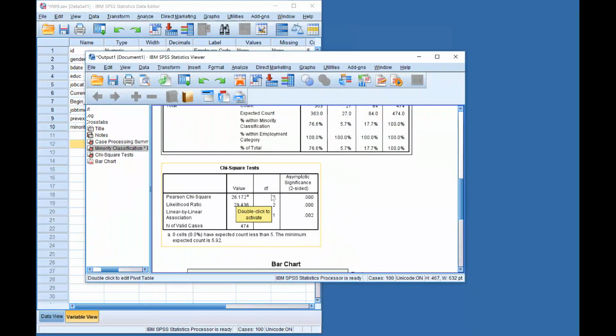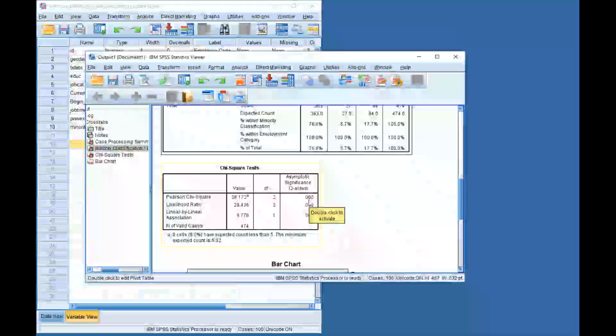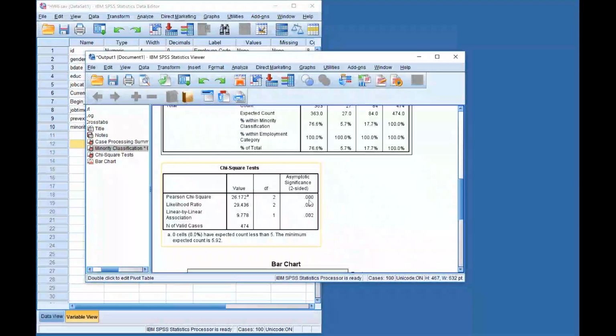Our degrees of freedom here, which is essentially the number of categories reduced by the number of parameters in our distribution, is 2. And our asymptotic significance, two-sided, is the level of confidence, our p-value, our significance level, which is less than 0.005. So we can reject the null hypothesis and say that there is a significant relationship here.